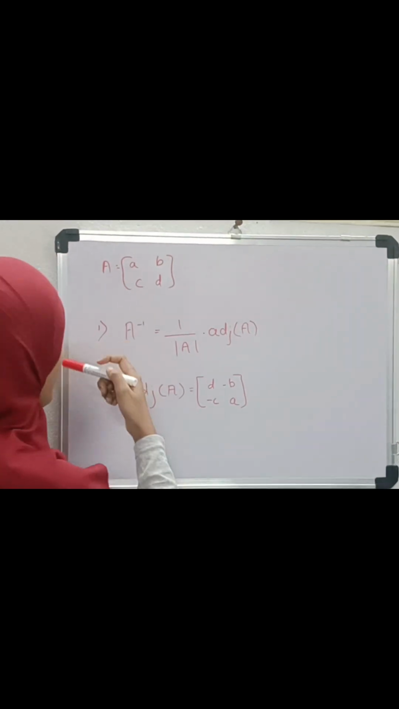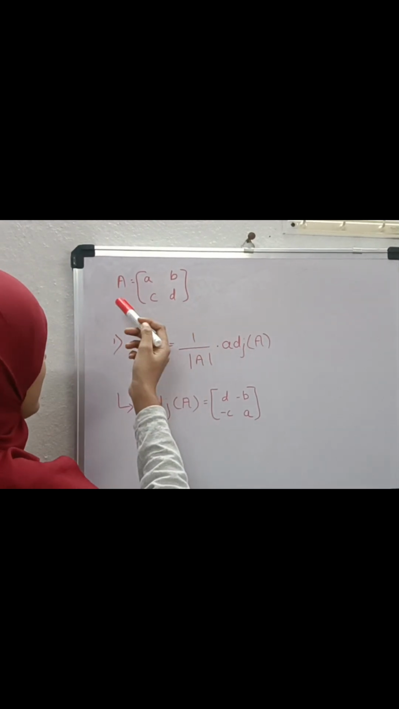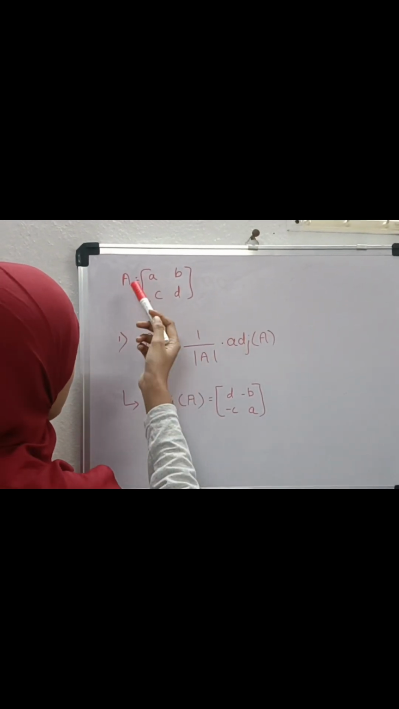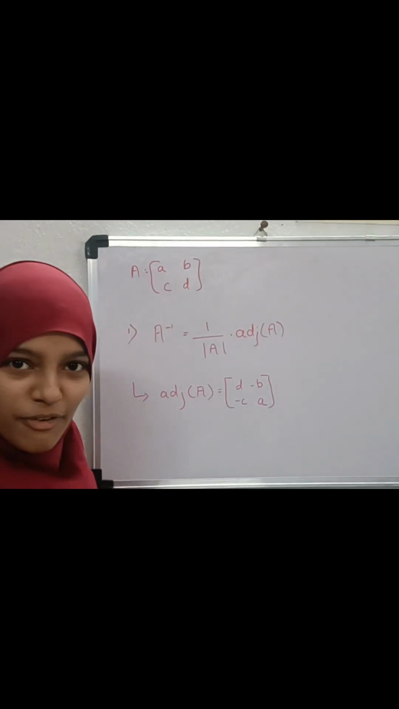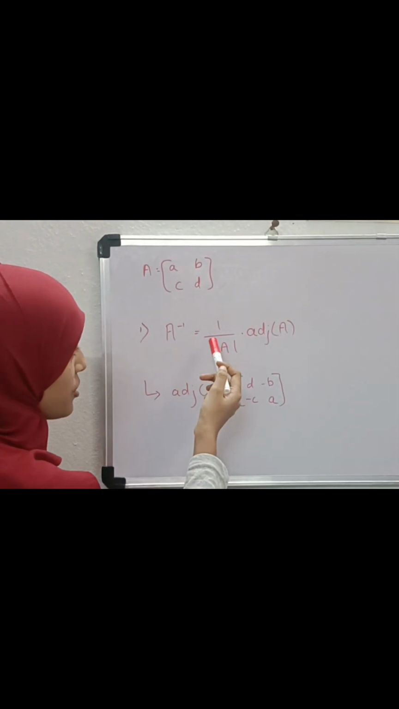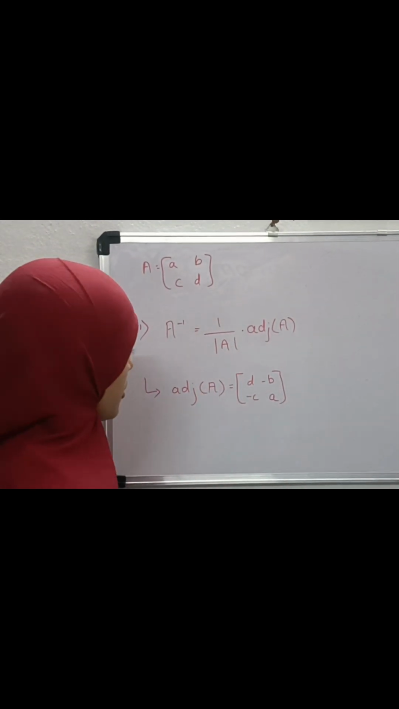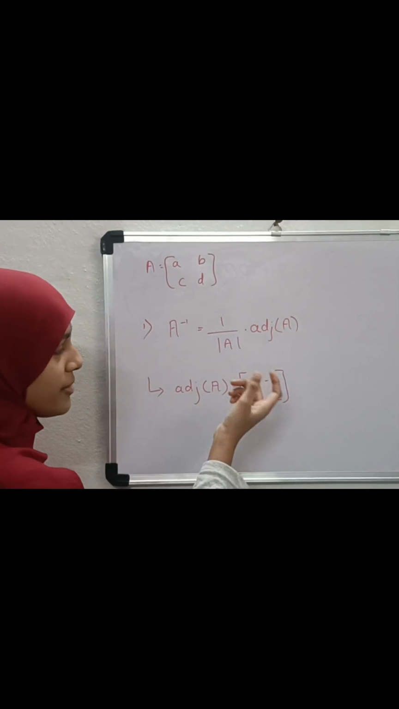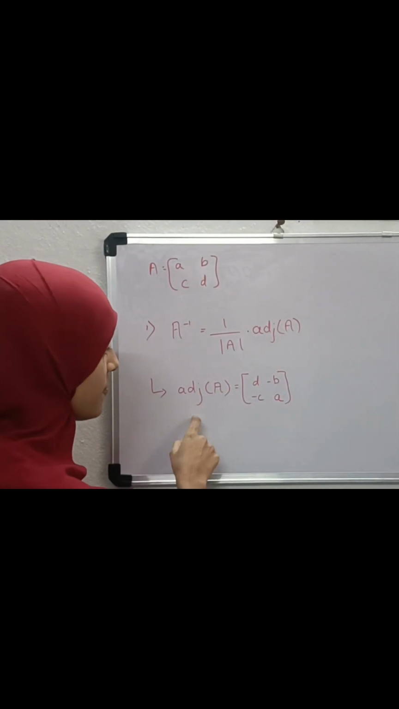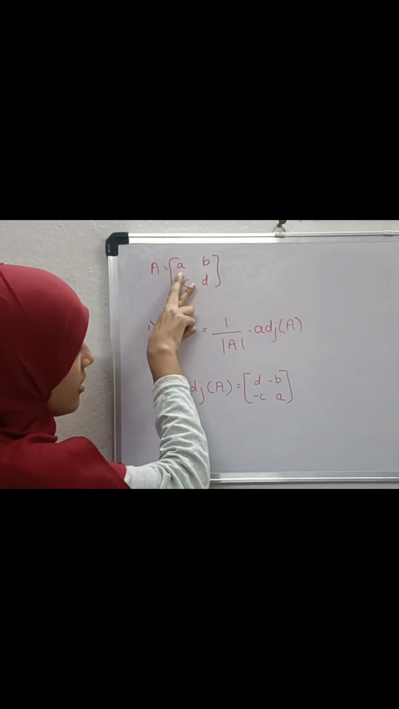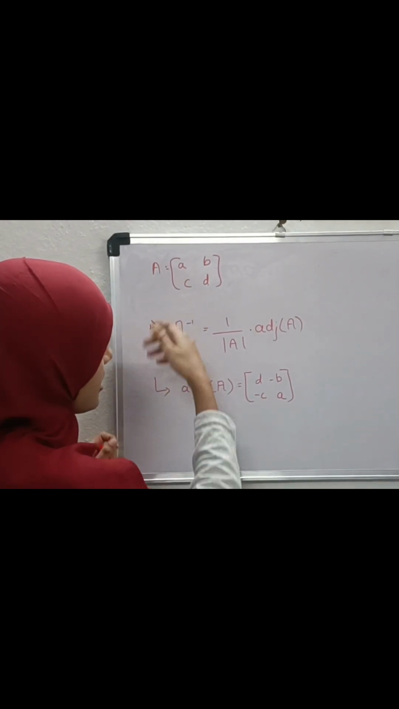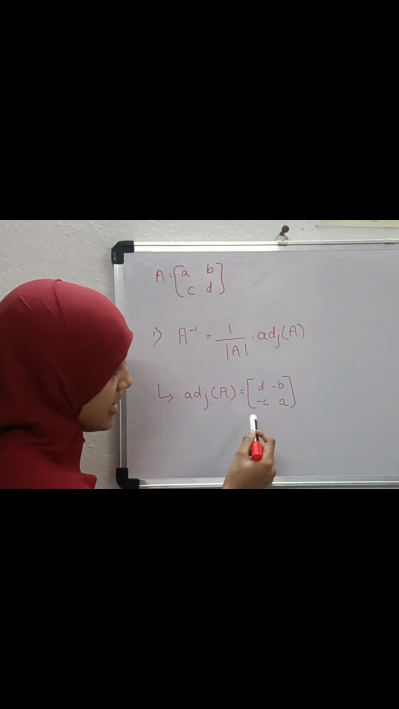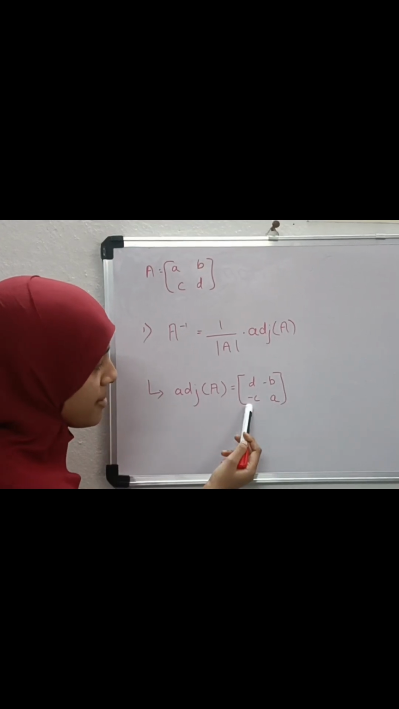So first, let's assume we have a matrix A. The elements in matrix A are a, b and c, d. First we have the normal formula. We know A inverse is equal to 1 upon determinant of A into adjoint of A. The short trick for the adjoint of A is interchanging the positions of a and d, and just changing the signs of elements b and c. So it will become d, minus b, minus c and a.